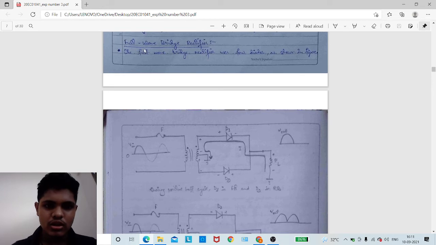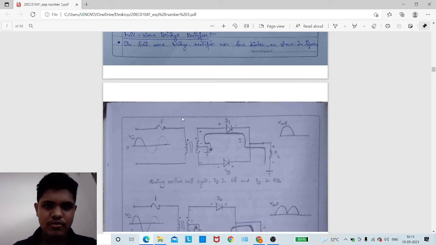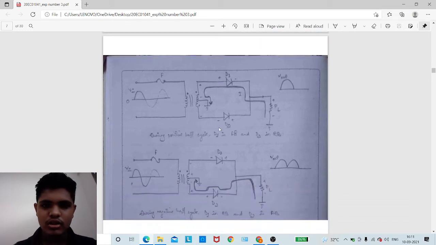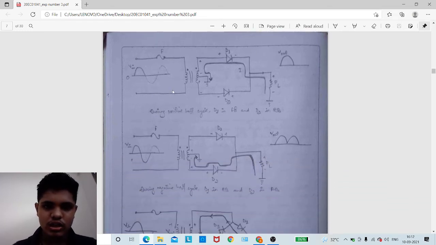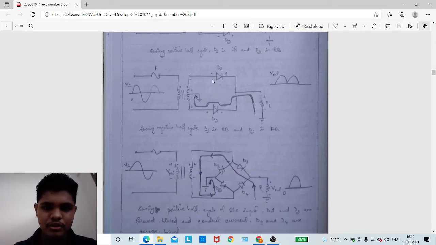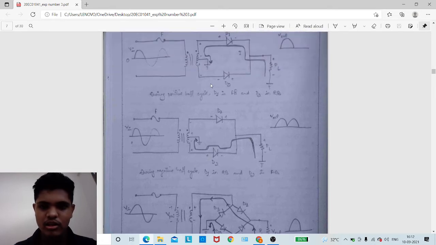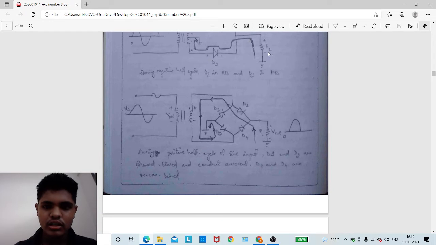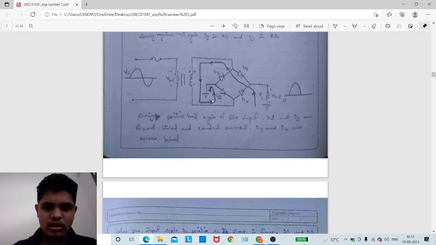And we'll get to the full wave bridge rectifier, for which we will use 4 diodes. This is the center tapped rectifier, in which D1 is in FB and D2 is in RB, and this is also the center tapped rectifier, in which D1 is in RB and D2 is in FB, and this is the input, and this is the output we get. Here you will use 2 diodes and a resistor, and this is the full wave bridge rectifier. This is the input voltage, this is the output voltage we will get.